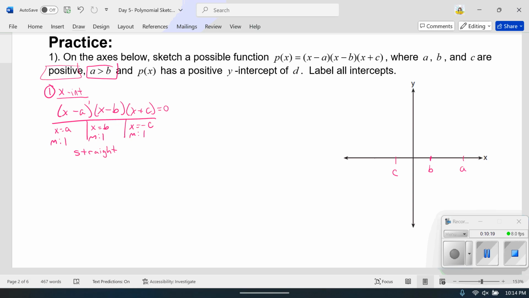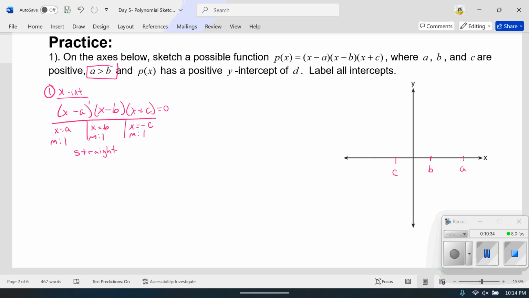Please don't be confused by this. I know they say c is positive. But for example, if you have x plus 3, and then you go to solve it, you're going to get x equals negative 3. If it's confusing you, just ignore the positive statement in the question.